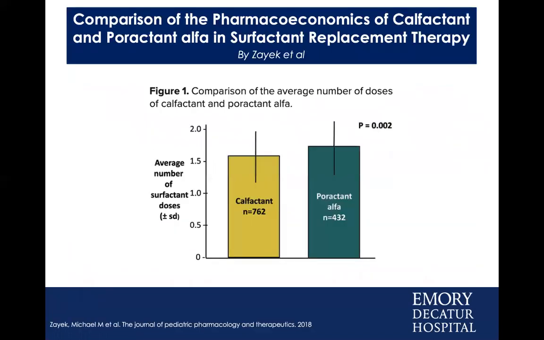This 2018 study found that the average number of doses of Calfactant was slightly but significantly fewer than Poractant alfa after switching to Poractant alfa. Since they did not observe consistently high rates of single-dose success with Poractant alfa after switching, they returned to use Calfactant. While this study is similar to my project, we focus more on comparing efficacy between the 2 products.